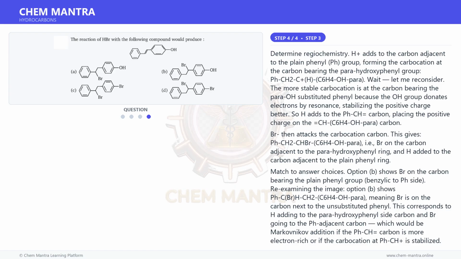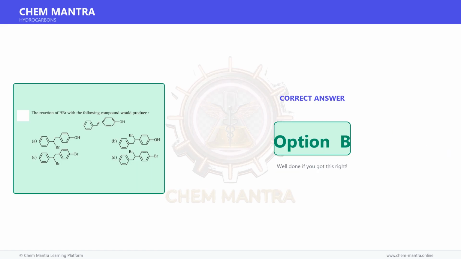Why other options fail? A has Br on the wrong carbon, the carbon adjacent to para-phenyl, anti-Markovnikov. C and D show replacement of OH with Br on the ring, which does not occur under simple HBr addition to alkene conditions. Therefore, the correct answer is option B.